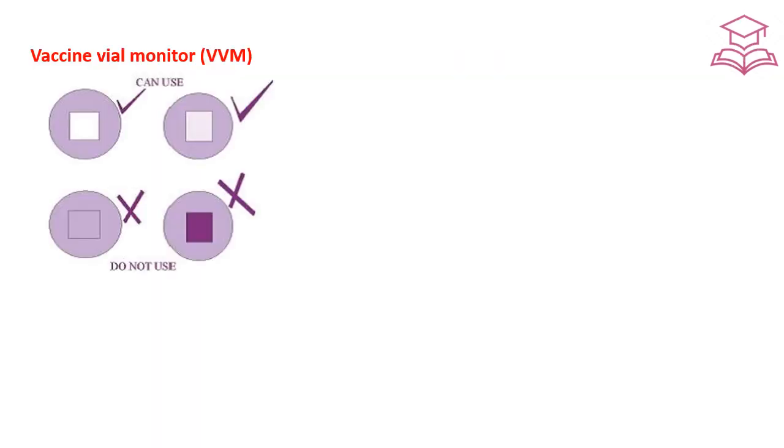The vaccine vial monitor is used to assess the heat sensitivity of the vaccine. The vaccines containing the first two VVMs, that is the inner square lighter than the outer circle, these vaccines can be used. The vaccines with VVM in third and fourth, where the inner square and outer circle are of same color, cannot be used, and the inner square darker than the outer circle, this vaccine also cannot be used.